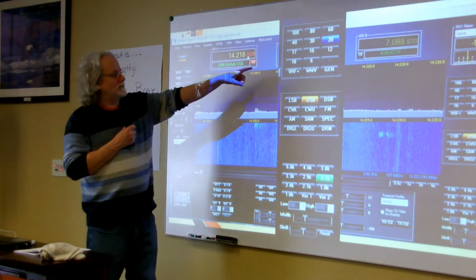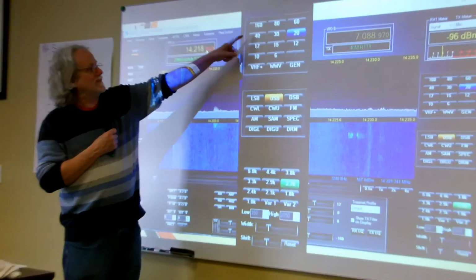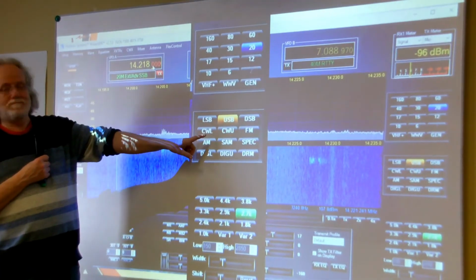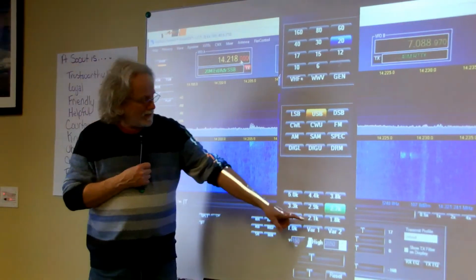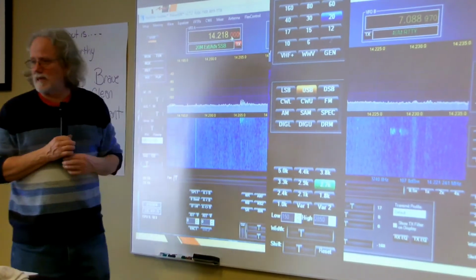This panel just shows the major functions: how I select a band, how I select upper sideband, lower sideband, CW, filter bandwidths, and you can even go into variable and adjust the filter bandwidths.